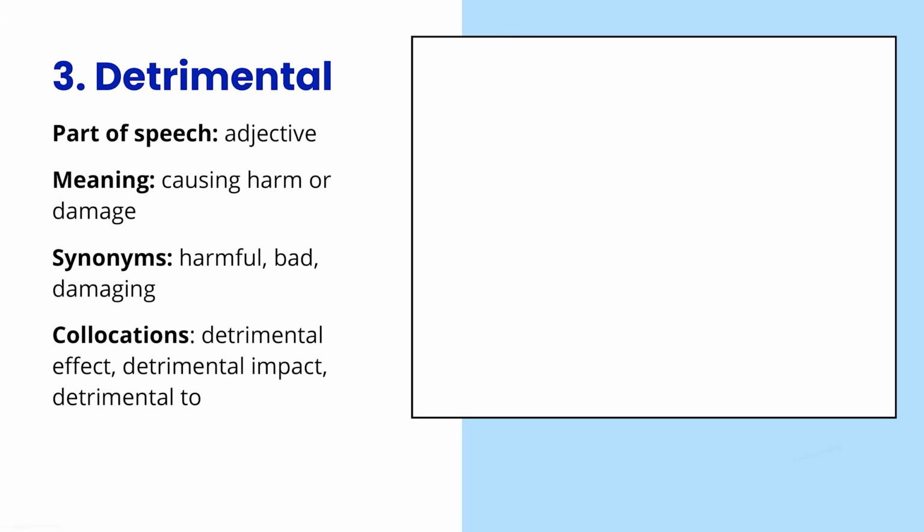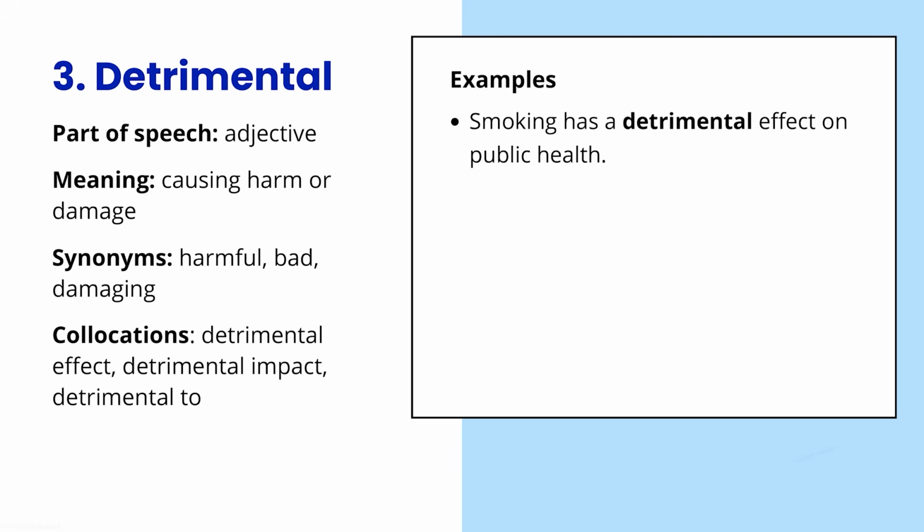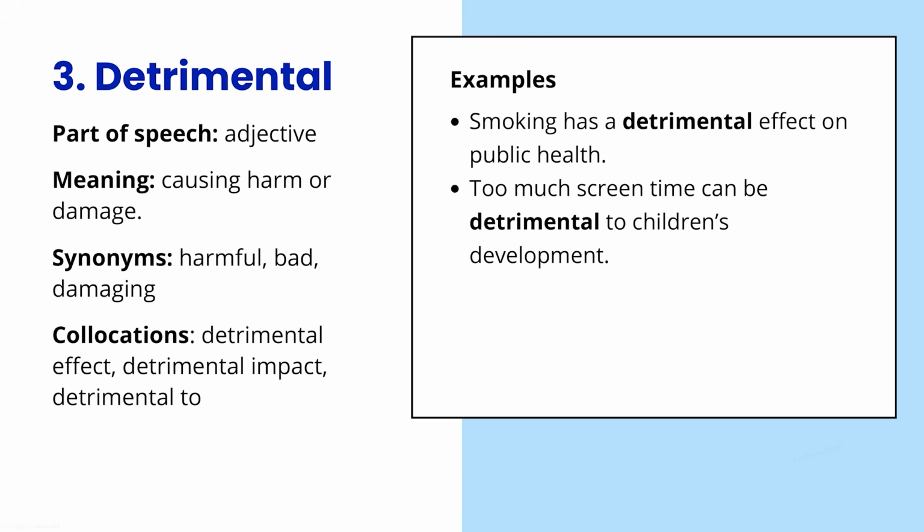Detrimental impact, detrimental to. Smoking has a detrimental effect on public health. So this means smoking has an effect on public health, and this effect is that it causes harm, it causes damage. Too much screen time can be detrimental to children's development. Detrimental is a great alternative to bad, but it's only for negative effects or results. Don't use it to describe people or feelings. So for example, you wouldn't say something like John is detrimental.